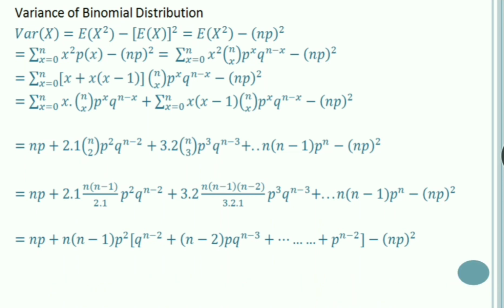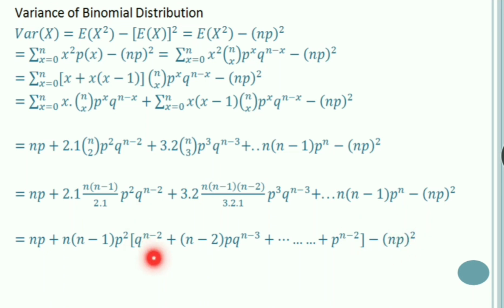So taking out n into n minus 1 and p square common, from here we get q raised to power n minus 2, this gets cancelled. Then taking out n outside, n minus 1 outside and p square outside, we are left with n minus 2. 3 into 2 into 1 gets cancelled with this 3 into 2. So we are left with n minus 2, p square goes outside, so we are left with p only, q raised to power n minus 3, plus so on in the last. n goes outside, n minus 1 goes outside the bracket, p square goes outside, so we are left with p raised to power n minus 2, minus np whole square.